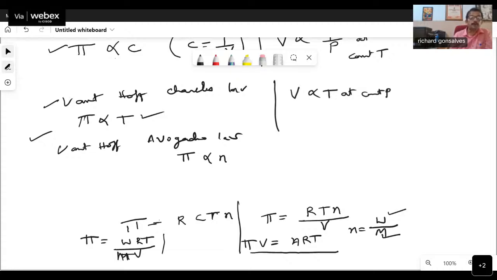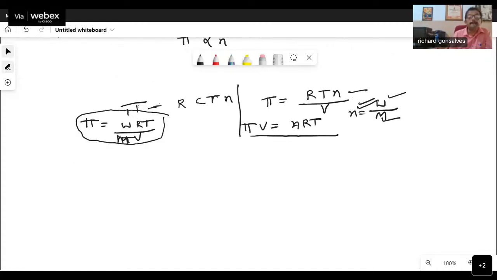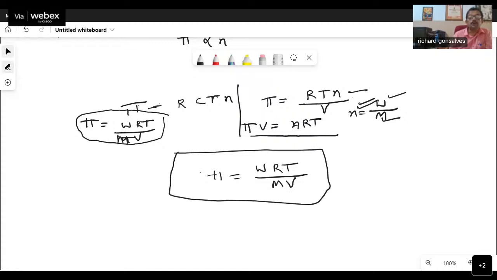Therefore, this is the formula you can use. Pi is equal to n R T by V, where n is W by M. Therefore, for all calculations, we can use this formula: pi is equal to W R T by M V. Remember this formula for calculation of problems on osmotic pressure. This is an important thing to be known to you.